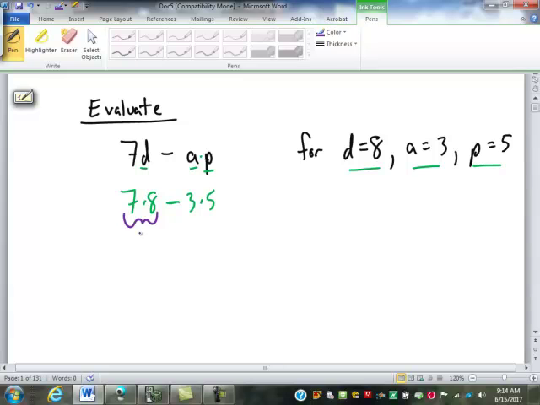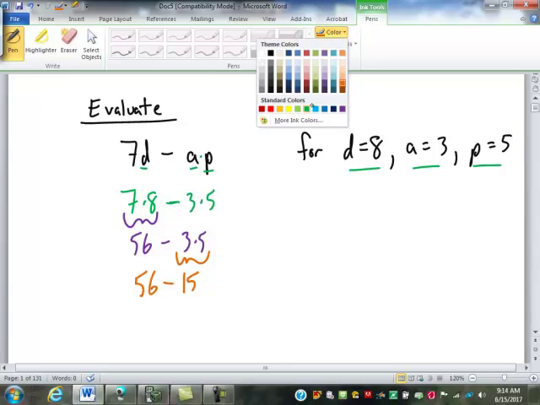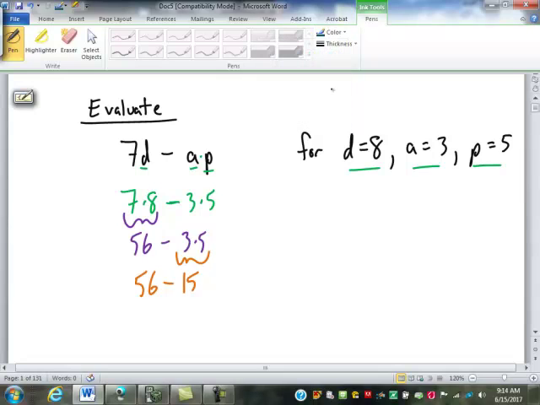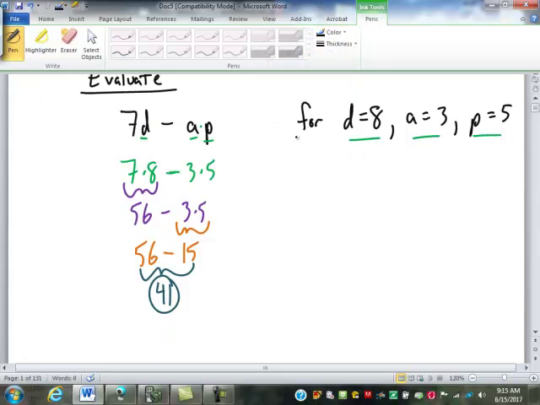7 times 8, 56. And then 3 times 5 is 15. And all that's left is the subtraction. 56 minus 15 is 41. So when we evaluated that, we get 41. When we're given that command or request to evaluate, we usually will be able to get it down to a single number as our answer.